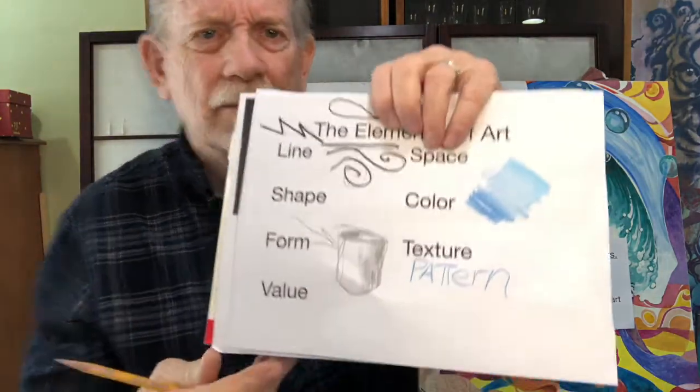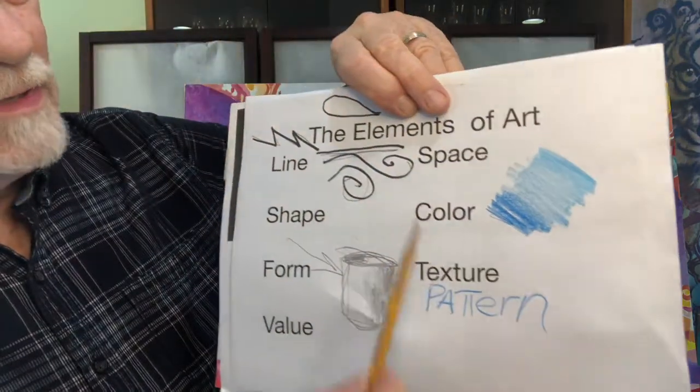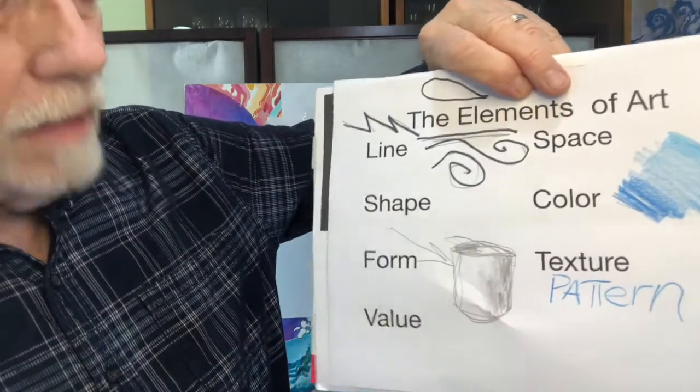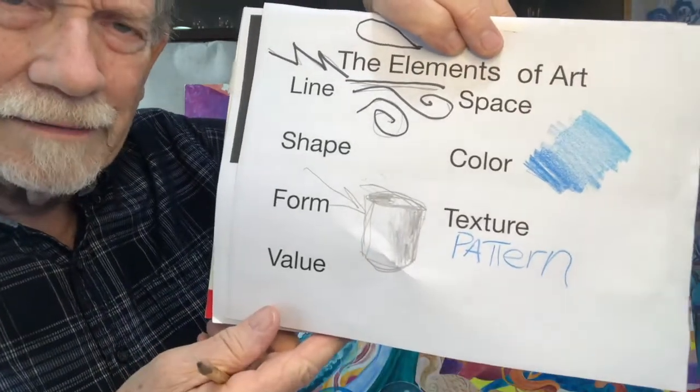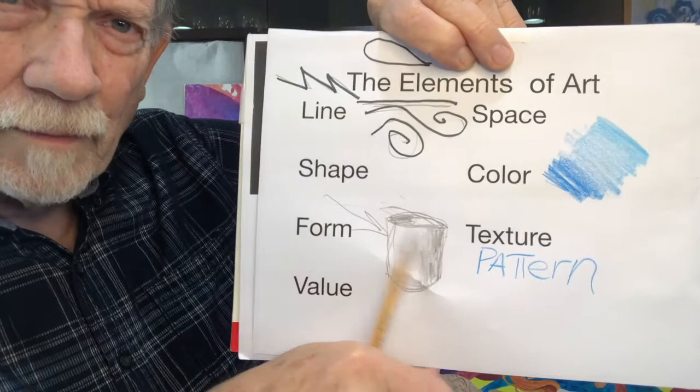Okay, so that's another element of art. Did I hit them all? Texture, color, space, come on. I think so. Value we got, which creates form.